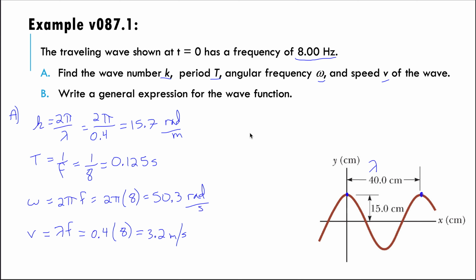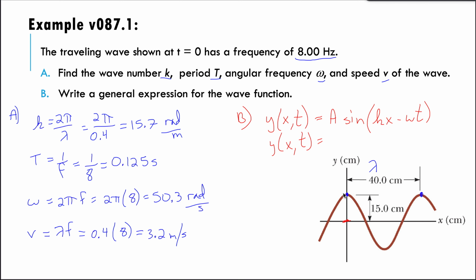Now for part B, we want to write a general expression for the wave function. Remember, the general equation that we just learned is y equals A sine(kx minus omega t). So all we need to do is plug in our numbers. So y as a function of x and t is equal to A. What's the amplitude? Amplitude is the height from the equilibrium position, which is going to be 15 centimeters, or 0.15 meters.